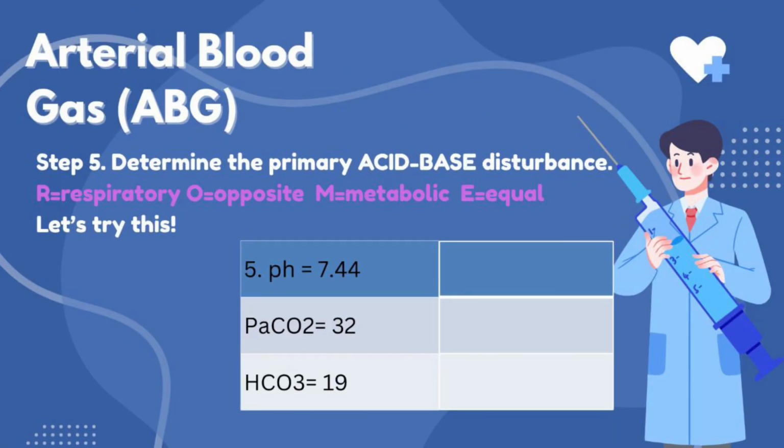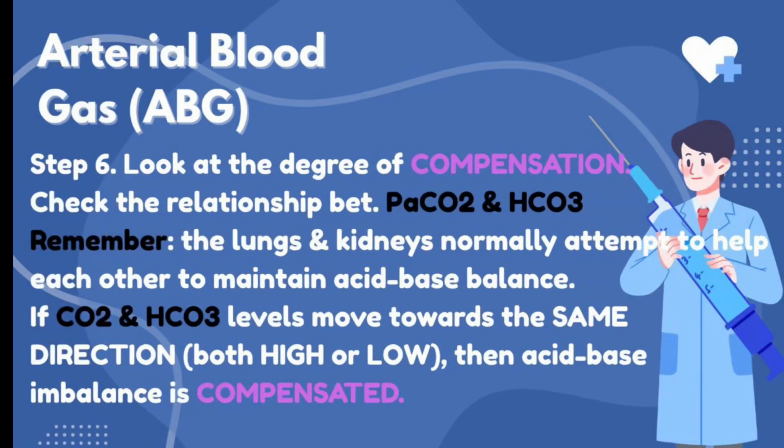Last example, the pH value is 7.44. The partial pressure of carbon dioxide is 32 and the bicarbonate is 19. So pH value is normal or slightly alkaline. The bicarbonate is low, which would cause acidosis, so the lungs are compensating. Answer: fully compensated respiratory alkalosis.